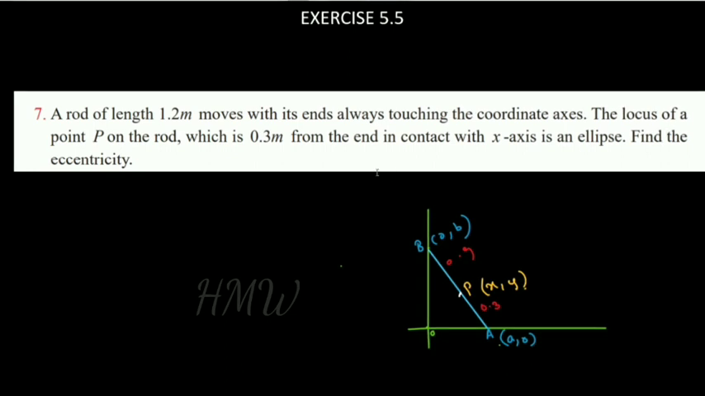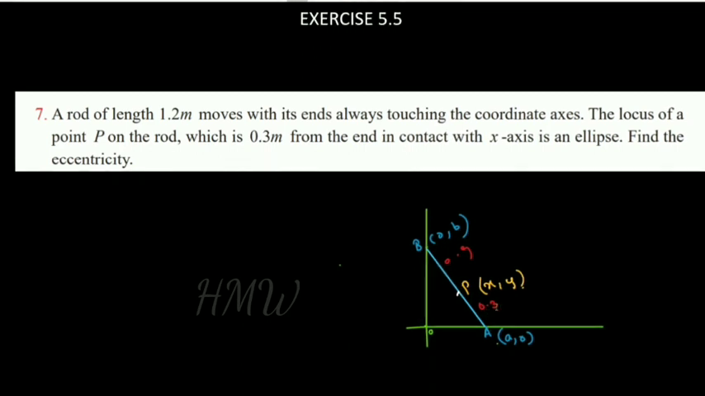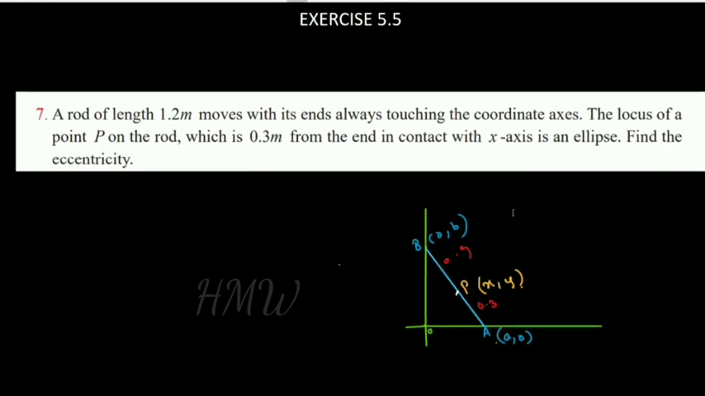And the locus of a point P on the rod, that is, there is a point P on the rod which is 0.3 meter from the end in contact with the x-axis. That is, AP is 0.3 meters. Obviously PB will be 0.9 meters. Now the path of this point P, the locus, the word locus means the path. So the path of the point P is an ellipse. Find the eccentricity of the ellipse.